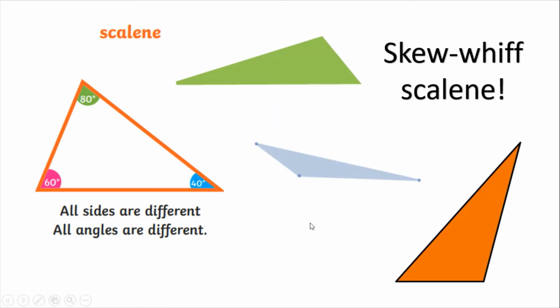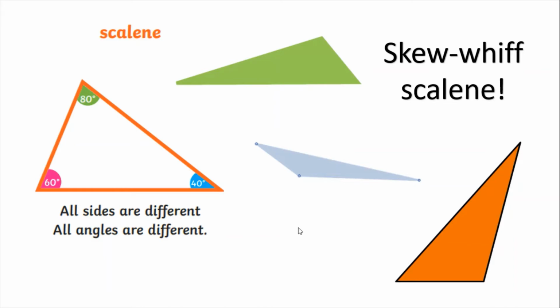And so that's why I remember it as a skew-whiff scalene, because there's no right angle, there's no two sides that are the same, and so it looks a little bit skew-whiff, whichever way round it is. And there's the green and a blue and an orange one here, it's a little bit skew-whiff. So a skew-whiff scalene.